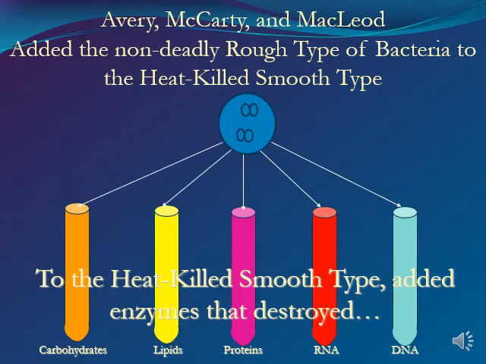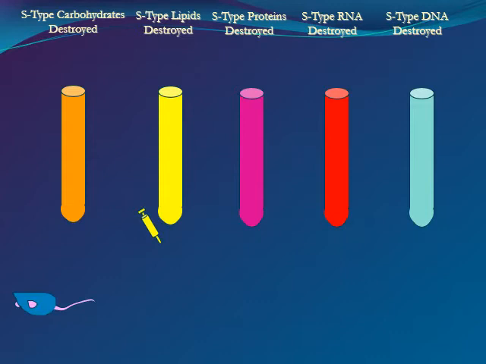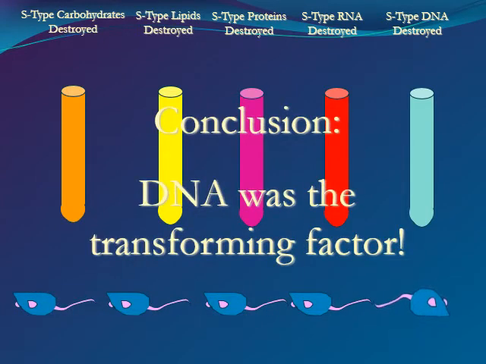Then they added the enzymes that destroy carbohydrate, lipids, proteins, RNA, and DNA. They showed that in all mixtures the mice died; only when the DNA was removed from the lysate, the mice were still alive. They concluded that the DNA was the transforming factor.